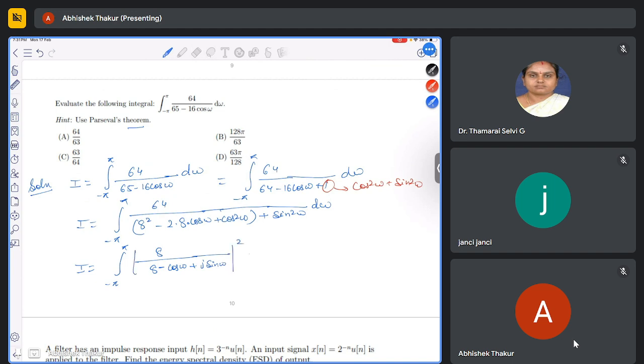mod of square. Because see, if you do the denominator term, we will get the same value, like this is the magnitude value. So when you do, you will get the square root of 64 plus cos square omega minus 2 into 8 into cos omega plus the magnitude of sin square omega. Okay, so this we can write now.